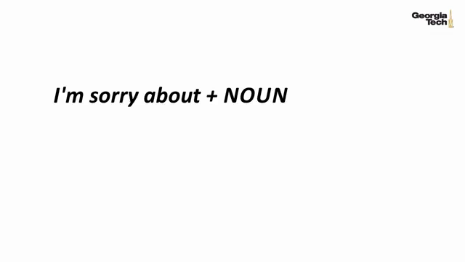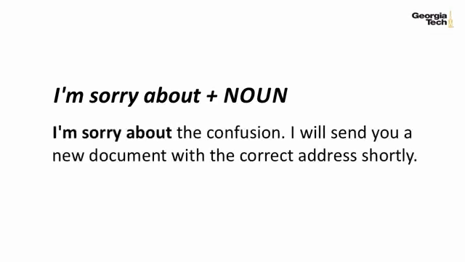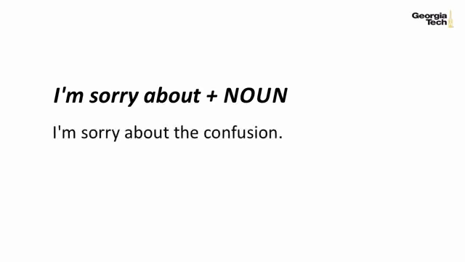Here's an example of a situation where this type of apology is used. I am sorry about the confusion. I will send you a new document with the correct address shortly. In this example, the author gave the incorrect address to the recipient and is apologizing for it. Because this problem can be easily fixed, it wasn't necessary to describe the mistake in detail and the apology is kept brief. You can always use words such as inconvenience or delay in place of confusion.